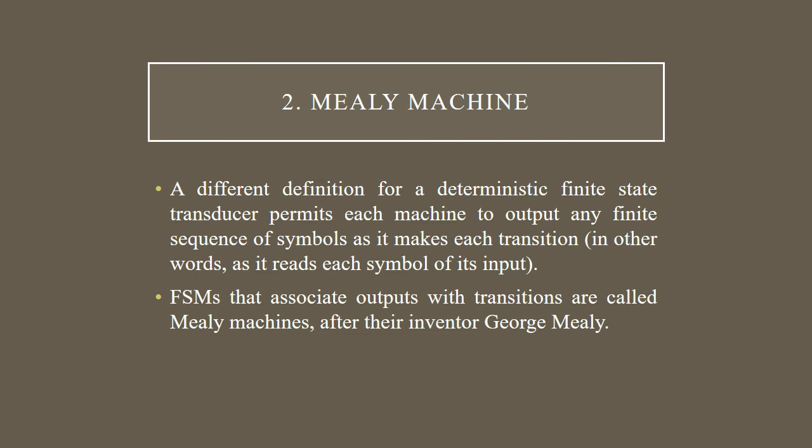Let's understand Mealy machine. A different definition for a deterministic finite state transducer permits each machine to output any finite sequence of symbols as it makes each transition. In other words, as it reads each symbol of its input. So here in case of Mealy machine, as you read any input, it can generate output in the form of a sequence of symbols. That is possible in case of Mealy machine. FSMs that associate outputs with the transitions are called Mealy machines after their inventor George Mealy.